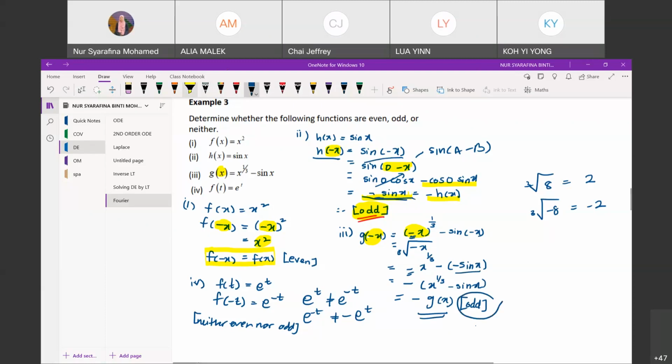All right, and then the last one, f(t) equals e to the power t. When you substitute negative t, you get e to the power negative t, where e to the power negative t is not negative e to the power t, and e to the power t is not equal to e to the power negative t. So this function is neither even nor odd. Understand or not? The difference between even, odd, and neither.